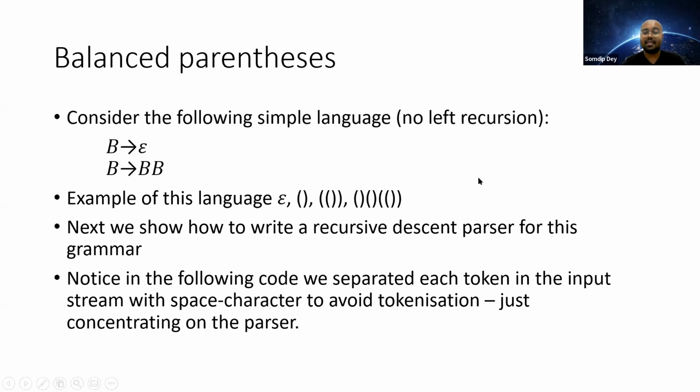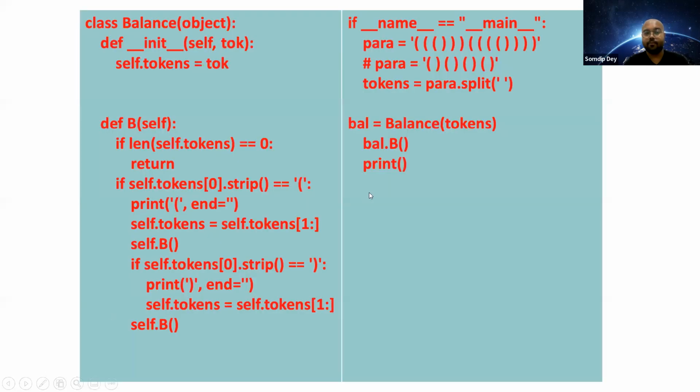Given this example, notice in the following code, we separated each token in the input stream with a space character to avoid tokenization. We will be concentrating on the parser. So this is an example of Python code that you can implement for the parser for the example language or grammar that we have provided here.